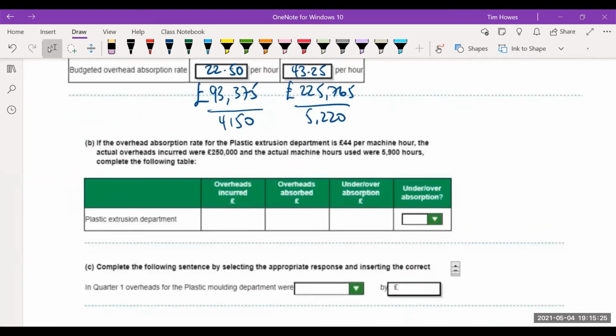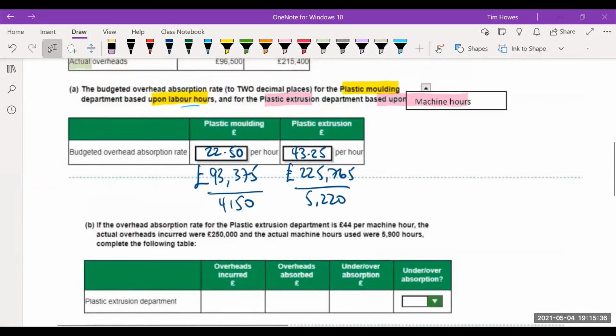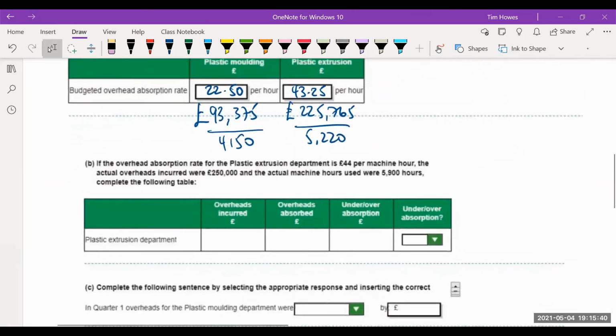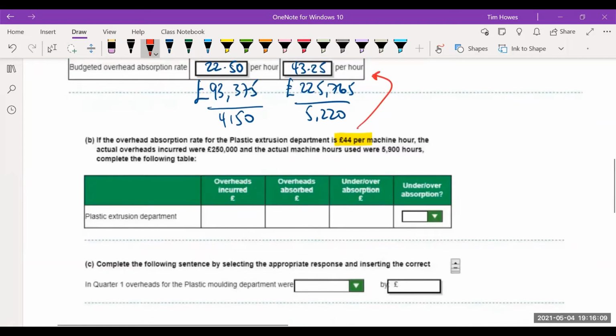Okay. Then we move on to part B. If the absorption rate for plastic extrusion is £44 per machine hour. Now, that for me is really naughty, because you'd immediately look over here and say, well, have I got it wrong? So don't be swayed by anything like this. You do your work and then just take the figures they give you and use them. That says they're near enough. Why they choose to do this, I do not know. You just got to take what they say. Do not be swayed. They're not going to give you the answer that they want in a previous box somewhere else. What they should have done is just completely made up something wayward.